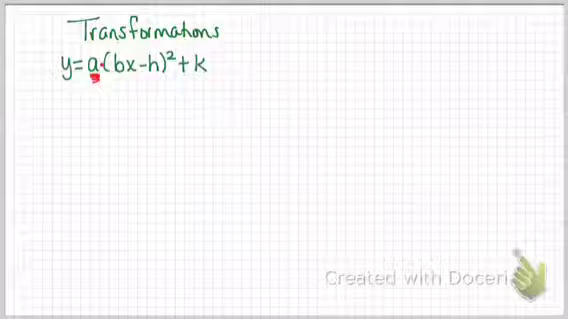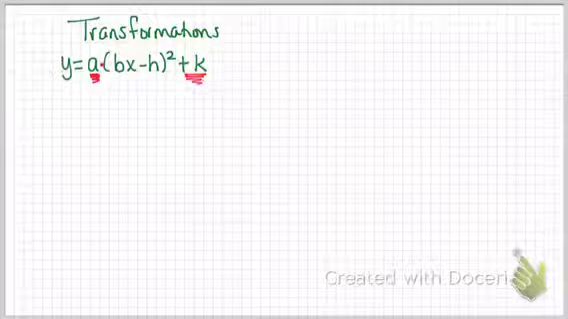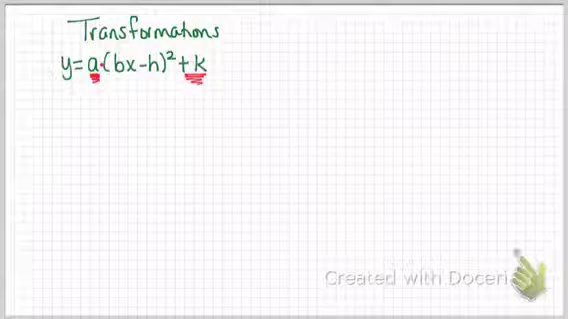Alright, now let's talk about K. K is not inside with the x, so it's on the outside and it's vertical. It's being added or subtracted, and anything added or subtracted is going to be a vertical shift. So vertical shifts go up or down. If it's a positive K, it's going to go up, and a negative K would go down.